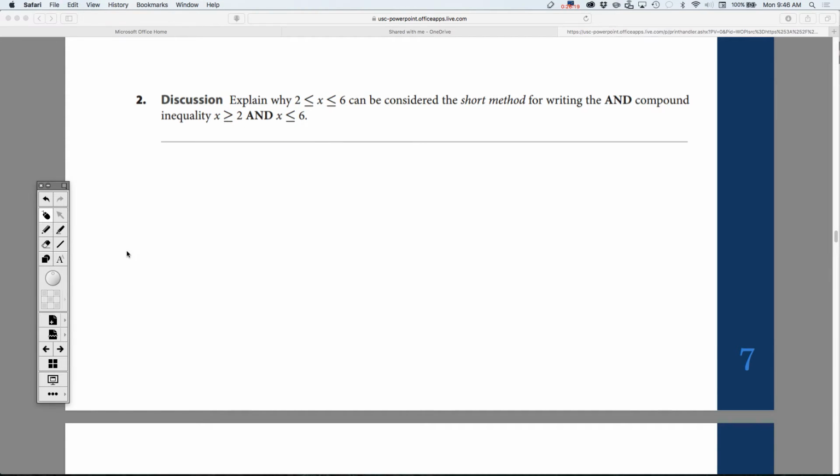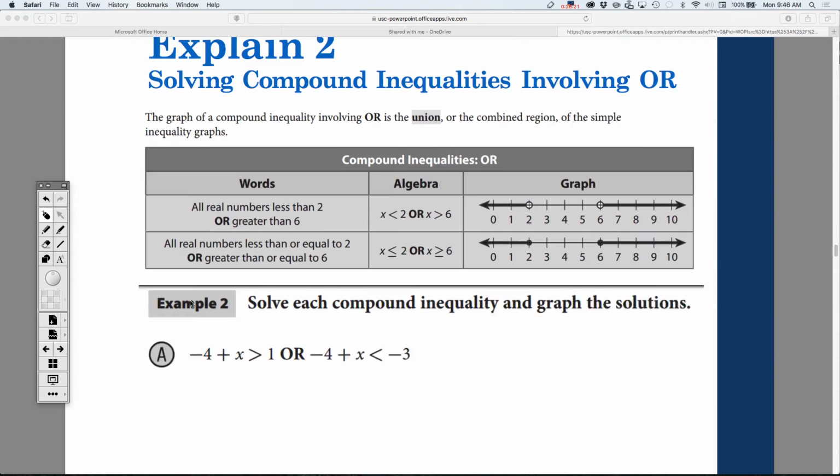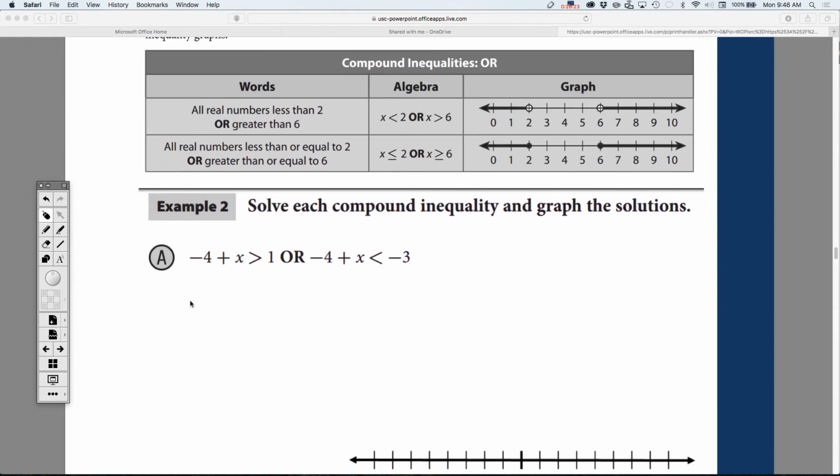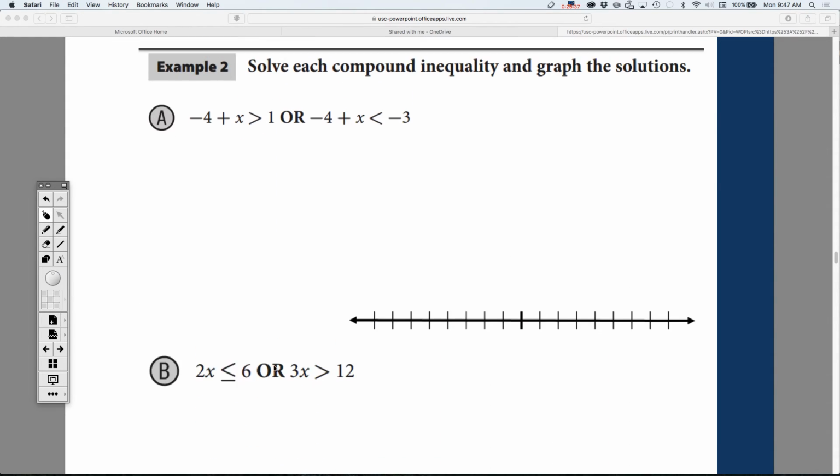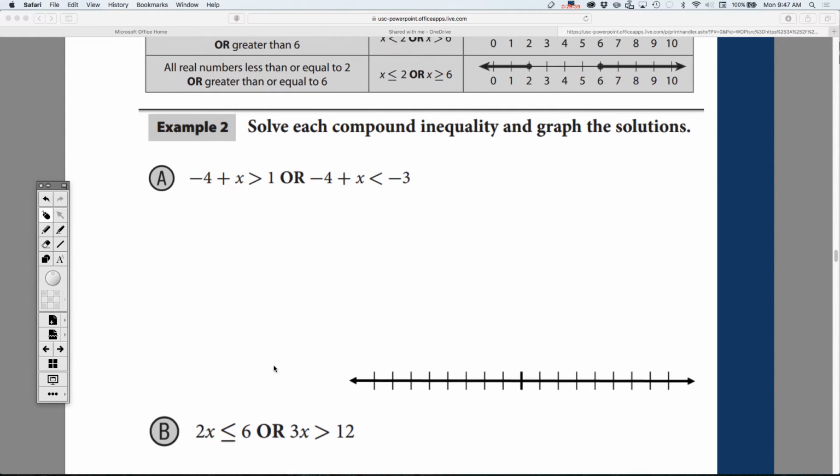Okay, make sure you have an answer written on that. We're going to keep moving on. Now we're on to OR problems. So OR is where there's going to be a gap in the middle and they point opposite directions. So there's no overlap on there. So solve each compound inequality and graph the solutions.